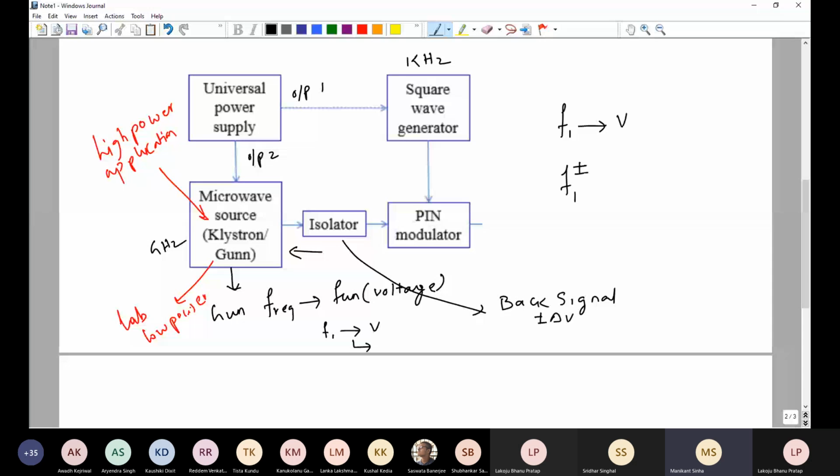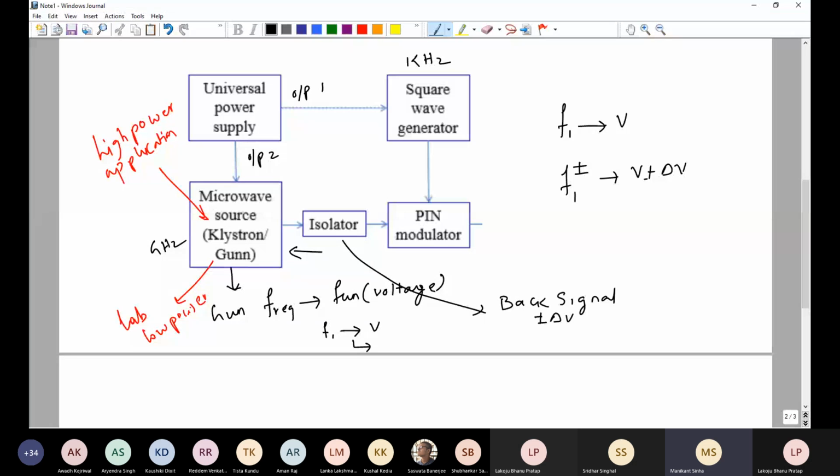Using the square wave generator amplitude and frequency, you will modulate the signal. Amplitude modulation is done, and the modulation index, or the depth of modulation, should be less than 1. Otherwise, you will not be able to recover the message signal, the square wave, perfectly at the detector end, and your measurement will not be proper. So this is very important. You have to ensure that the modulation index is less than 1.